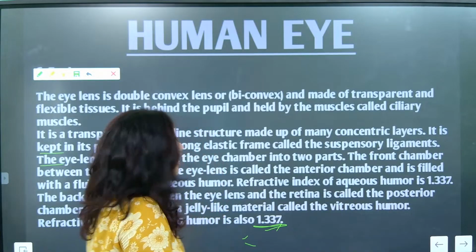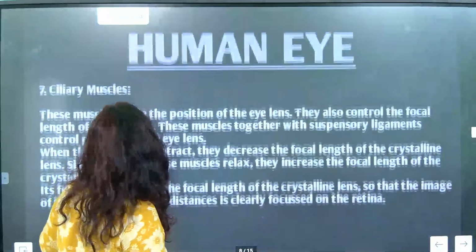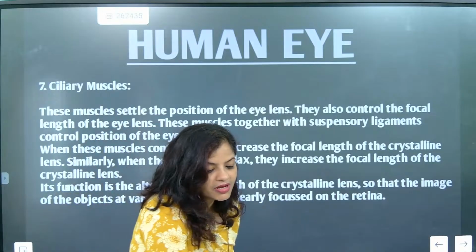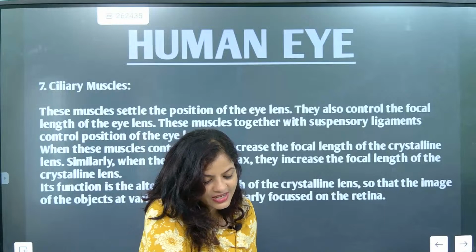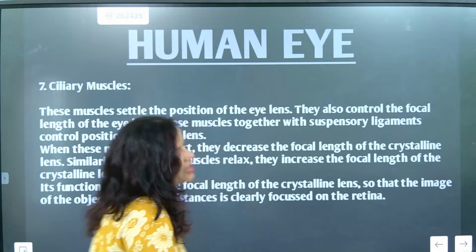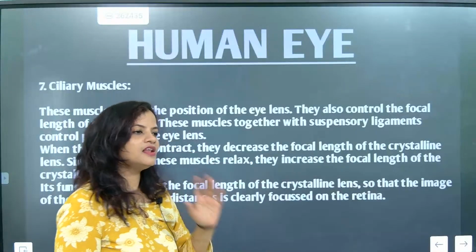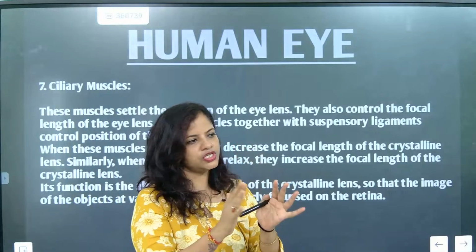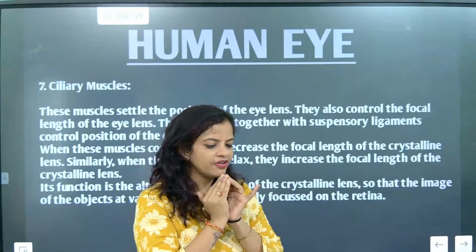Aqueous humor and vitreous humor are the same. Now we will be talking about ciliary muscles. Yes, absolutely correct. Let's understand that these muscles settle the position of the eye lens. The ciliary muscles are holding the eye lens in position. Understood? So ciliary muscles hold the eye lens in their respective positions.